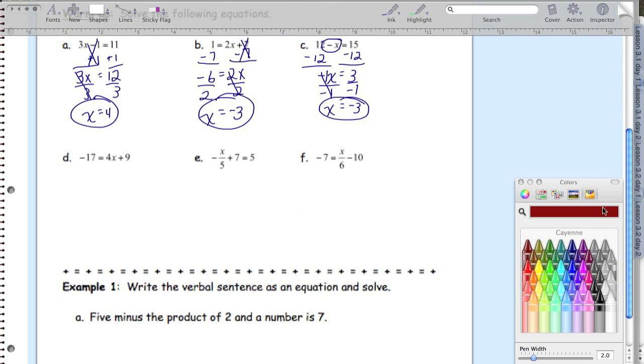And again, if you're ever stuck and you just want to check, you're questioning, substitute it back in. 12 minus negative 3 is 12 plus 3, which is 15. So we did it right.